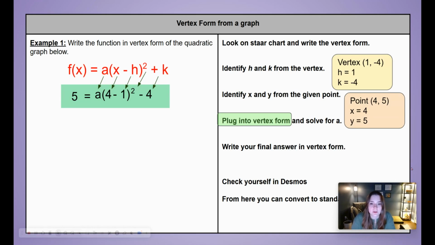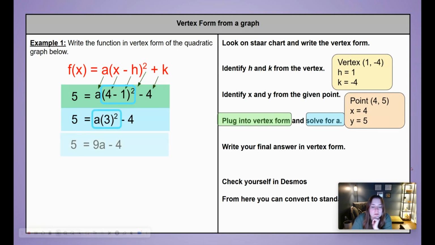First thing you're going to do is parentheses. You can think of PEMDAS, right? First, we're going to look at the parentheses. And so we're going to go ahead and do 4 minus 1. Well, what is 4 minus 1? 3. Right? So now we have 5 equals A, parentheses 3 squared, minus 4. What would be our next step? What do you think we're going to do next? Are we finished? We're going to solve in the parentheses still, right? So 3 squared would be 9.